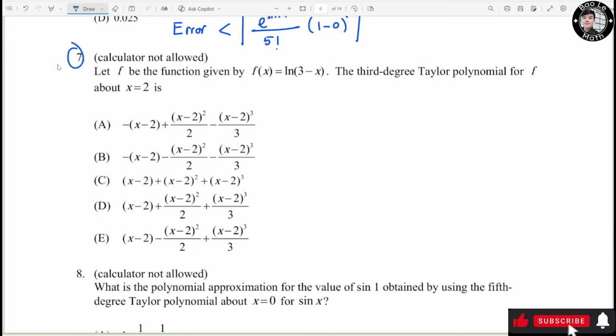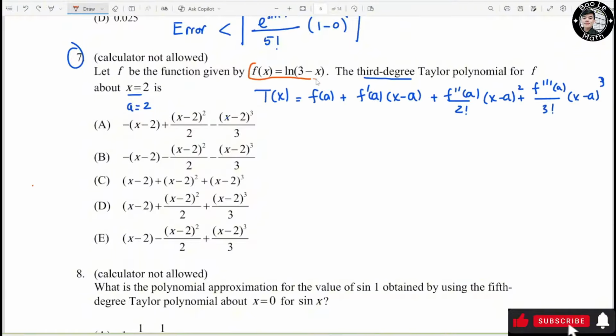Question 7. Let f be the function given by f of s equals ln of 3 minus s. The 3rd-degree Taylor polynomial for the function f about s equals 2 is. So this guy is the center, right? So the center a equals 2, right? So we have the Taylor polynomial is given by the formula. Now you're given the function f of s right here, right?